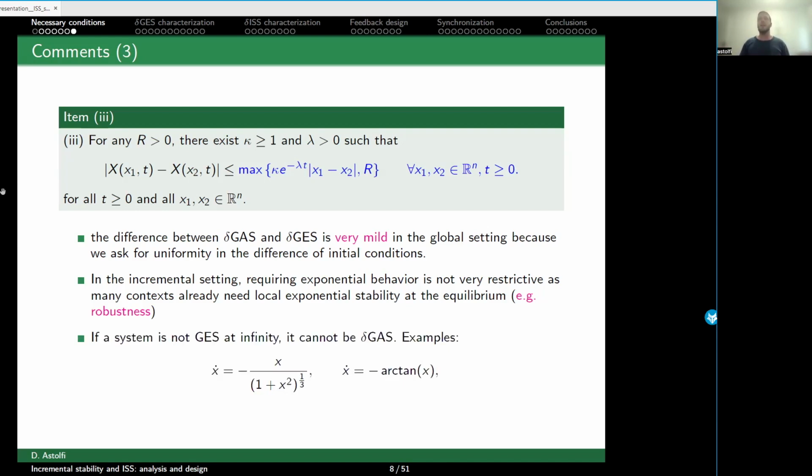Another comment that we can deduce from this property is that since the system has to be delta ISS at infinity, it also implies that the system has to be globally exponentially stable at infinity. And thanks to this property, we can immediately rule out some systems when checking whether they are incrementally stable. For instance, these two examples cannot be incrementally globally asymptotically stable, because their behavior at infinity is not exponential, but slower than linear and slower than exponential. So this can also be used as a test to certify incremental properties in dynamical systems.